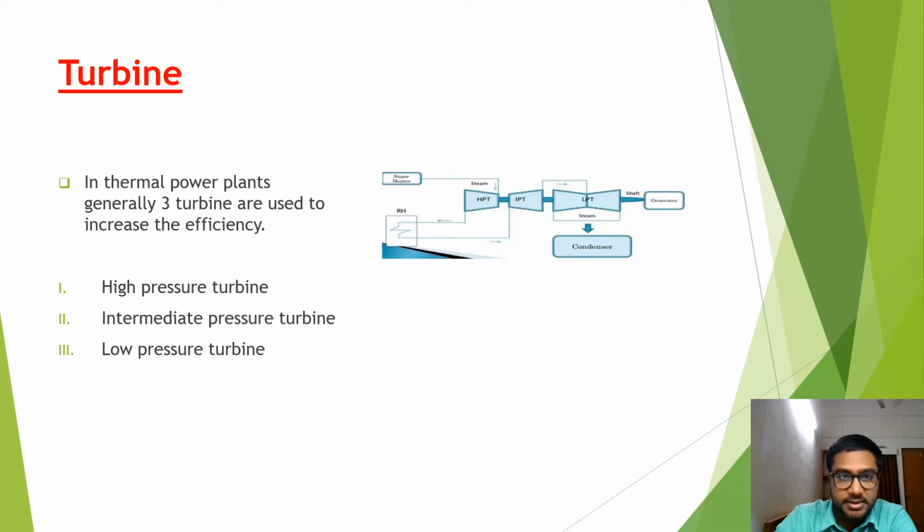Now talking about the turbine. So in a thermal power plant, generally three types of turbines are used, and these turbines are used to increase the efficiency of a power plant. These three are, you can see, the high pressure turbine, intermediate pressure turbine, and low pressure turbine.